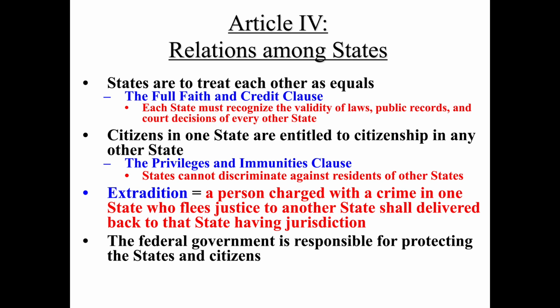So part 2 of this is what we call the Privileges and Immunities Clause. Citizens in one state are entitled to citizenship in any other state. So it's not like a collection of countries. We are all one country, so we have freedom of mobility. We don't have to pay a fine or a tax to move out of state. We don't have to pay fines or taxes to travel through other states. We have freedom of mobility. And that basically boils down to the fact that states cannot discriminate against residents of other states.